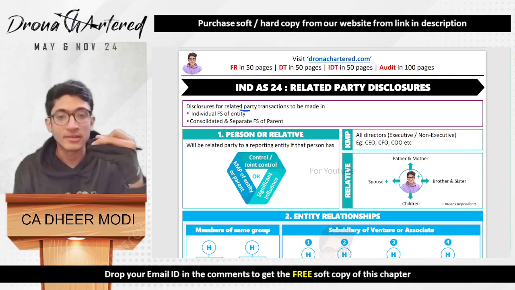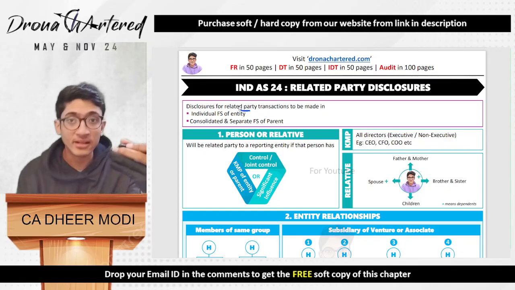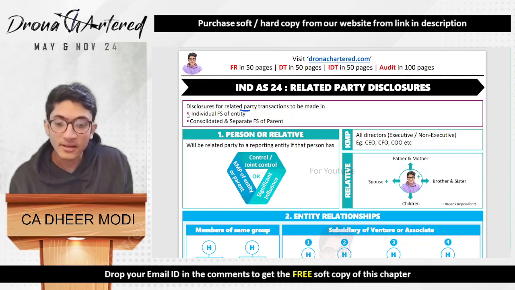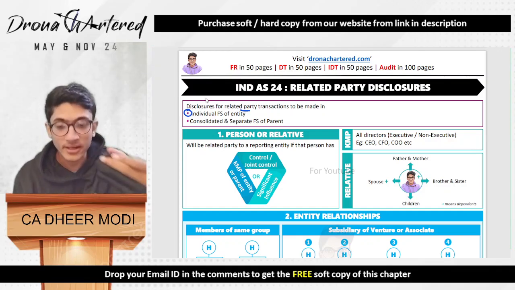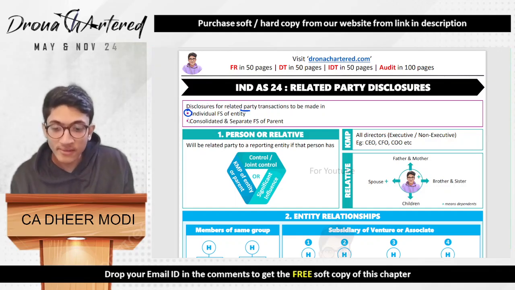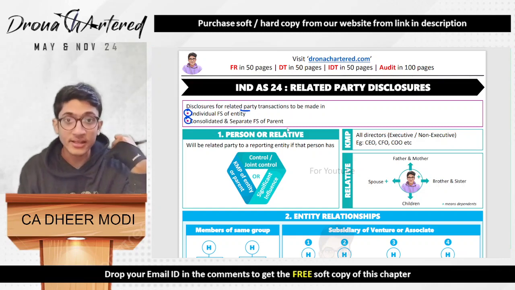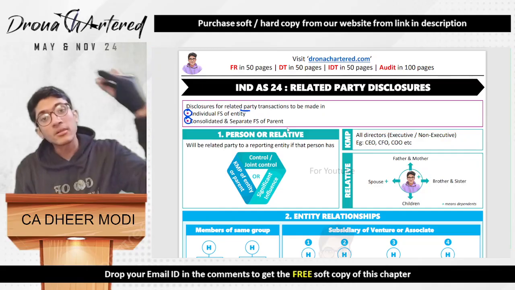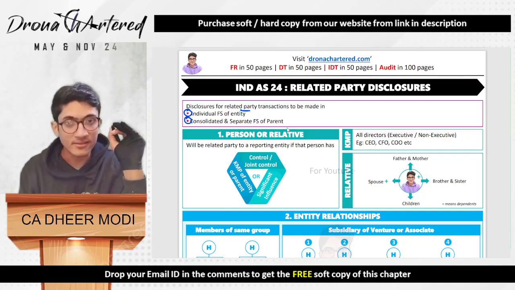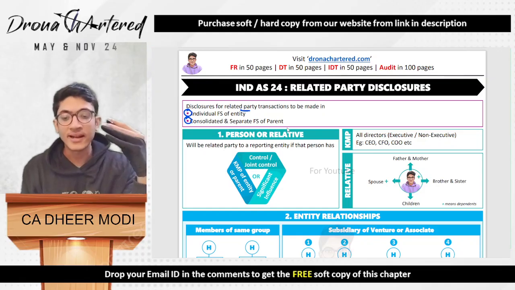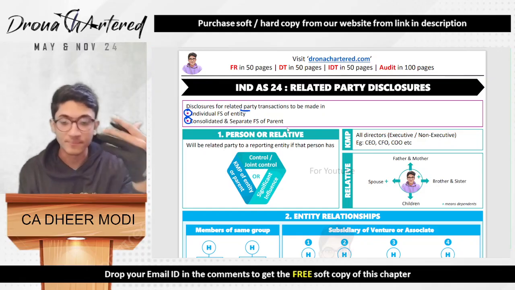If there is any transaction where you're transacting with another related party, in such a case, this has to be made in the individual financial statements of the entity. That means the entity that is getting into this transaction, as well as consolidated and separate financial statements of the parent. So we will first understand who are related parties.